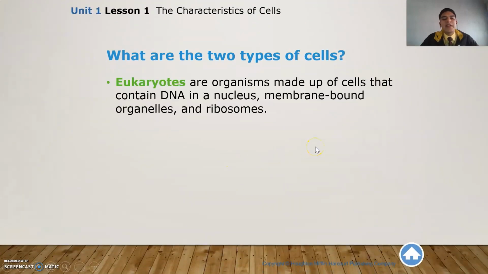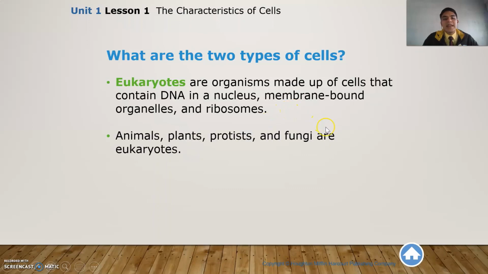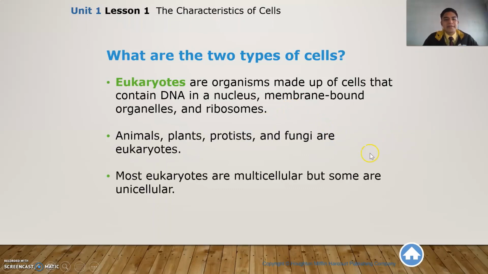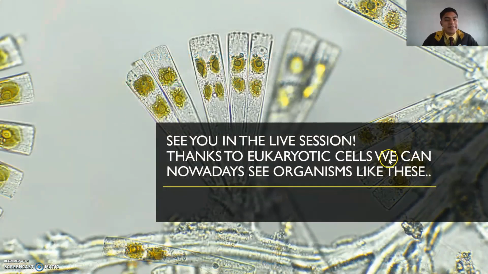And on the other hand, we have eukaryotes. They are organisms made up of cells that contain DNA in a nucleus, membrane-bound organelles, and ribosomes. Animals, plants, protists, and fungi are eukaryotes. And most eukaryotes are multicellular, but some are unicellular.